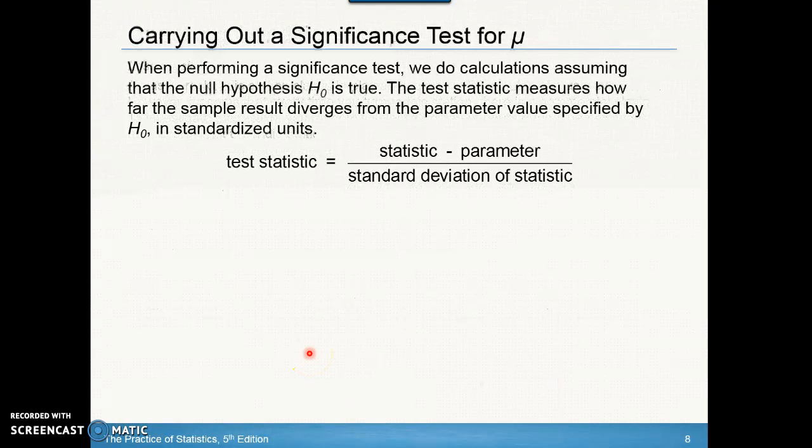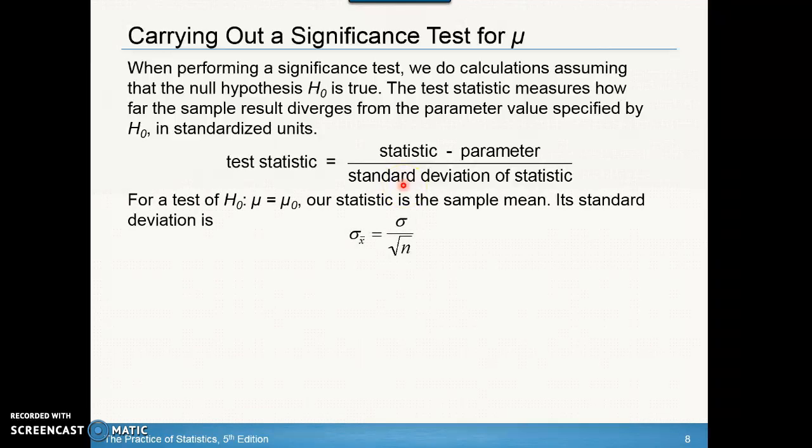All right, once we have our conditions done, we've decided the test we're going to use, and we have our null and alternative hypotheses. What test statistic do we use to see how far our sample is from the true population? This is the same formula we've used. We take our statistic, see how far away it is from the parameter, or basically your null, and then divide by the standard deviation of the statistic. Since we're using means, the standard deviation would be the population standard deviation divided by the square root of n.